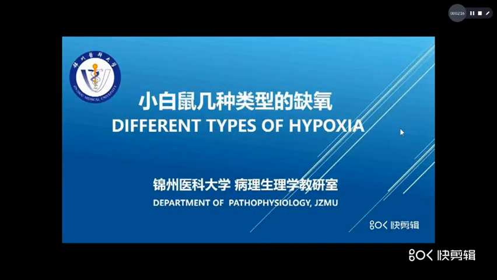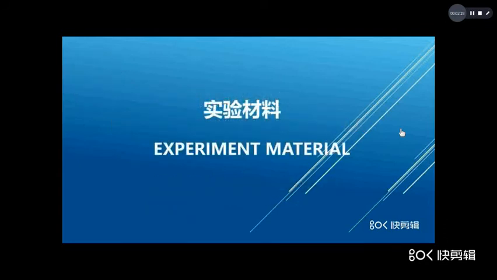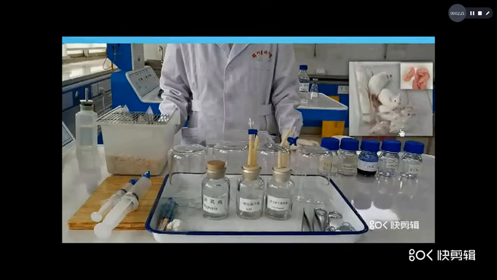Now, different types of hypoxia. Now, it is drugs for hypotonic hypoxia. Carbon monoxide poisoning, and treatment. Injections. The big injection contained oxygen. The small contained carbon monoxide.